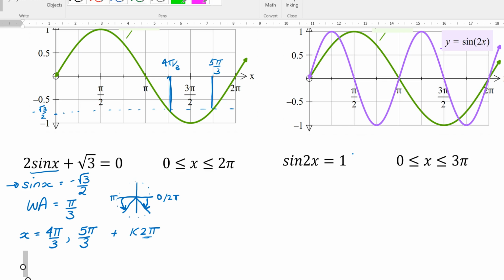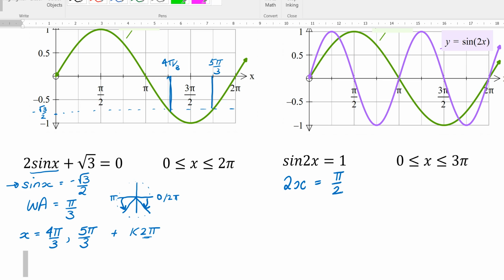When does sine equal 1? You can look at that from your unit circle, your graph. I like to look at it from my graph here. So when is it 1? Right there, for pi on 2. So we can say that x, or in this case, 2x, equals pi on 2.